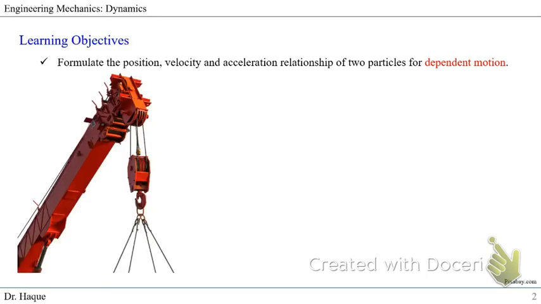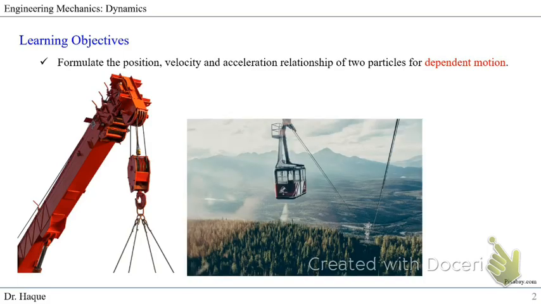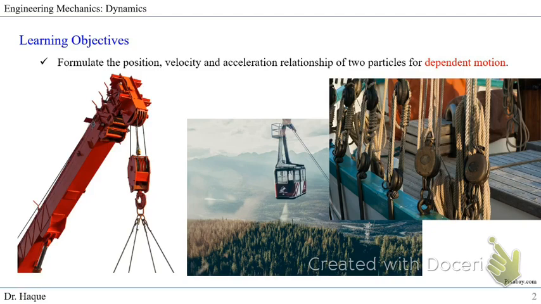So you see, for a crane, we have a pulley, where you have dependent motion of one object to another. If you ride a tramway, you may see pulleys on both sides of the tramway that have a relative dependent motion with each other. And also on a ship you will see a lot of this kind of pulley system that can be applied for dependent motion. So let's start.